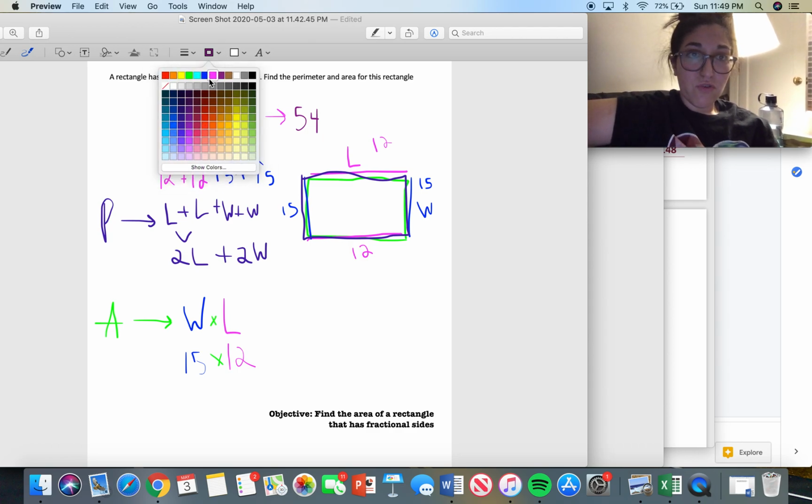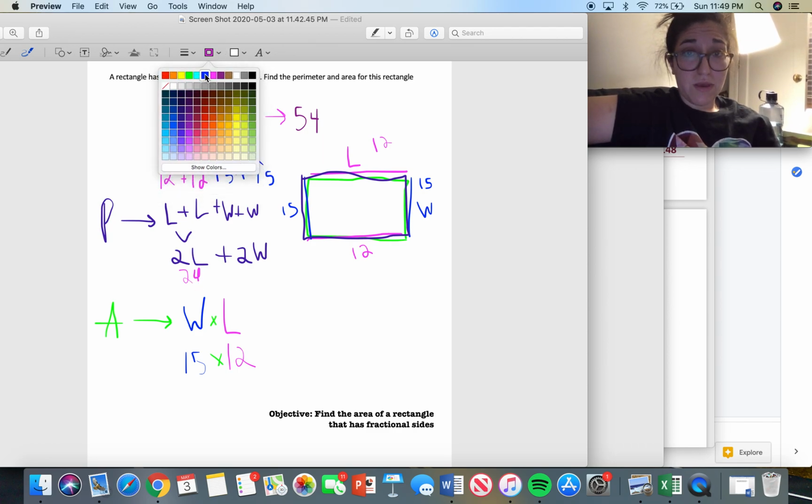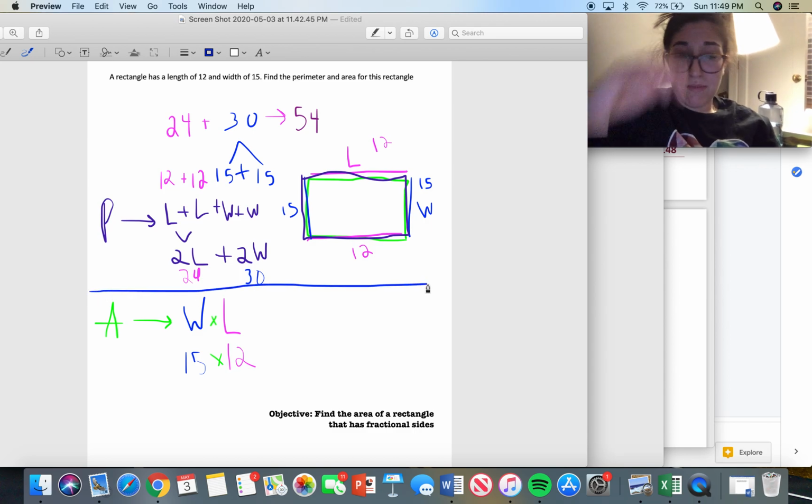the width. So if we look at that, 2 times L, or 2 times 12, would be 24. And 2 times the width would be 15 times 2, would be 30. And look at that, we get 54 again, right? So that's how we find the perimeter. We find the amount that goes around the outside.